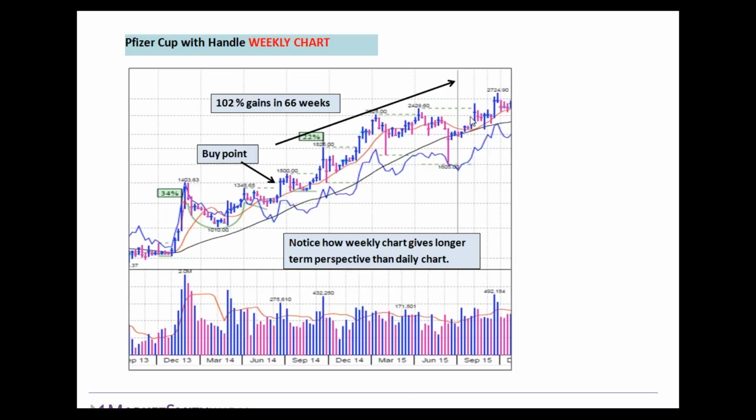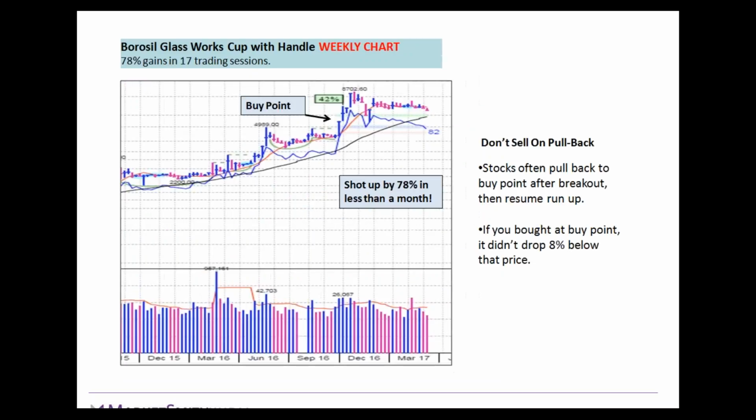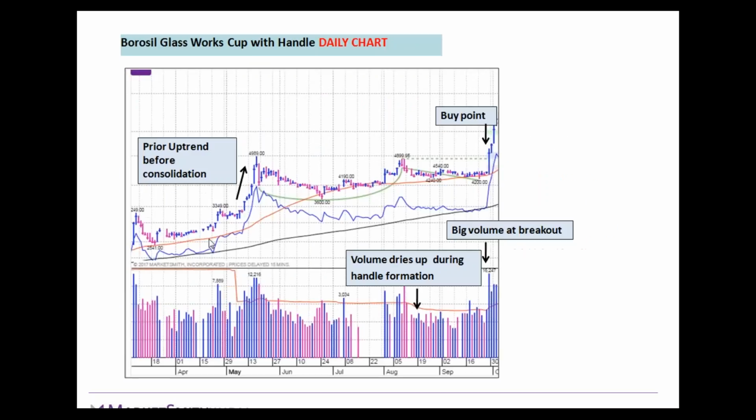I'd like to take another example. So this is the example of Borosil Glassworks. Again, this is a daily chart. Okay, so this is the prior uptrend of the stock, which should be about 30%. This is how the stock formed a cup and the handle. So now I'm sure you are understanding how the cup forms, and this is more clear with the handle. Here, if you see, the handle is formed with low volumes.